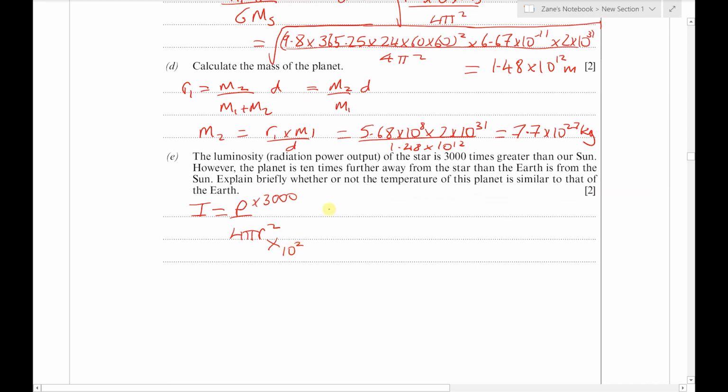So if we factor in both factors, the intensity at this new planet, let's call it I_P, is going to be 3,000 divided by 100, which is 30 times the intensity at the surface of the Earth. So therefore this planet is hotter than the Earth.